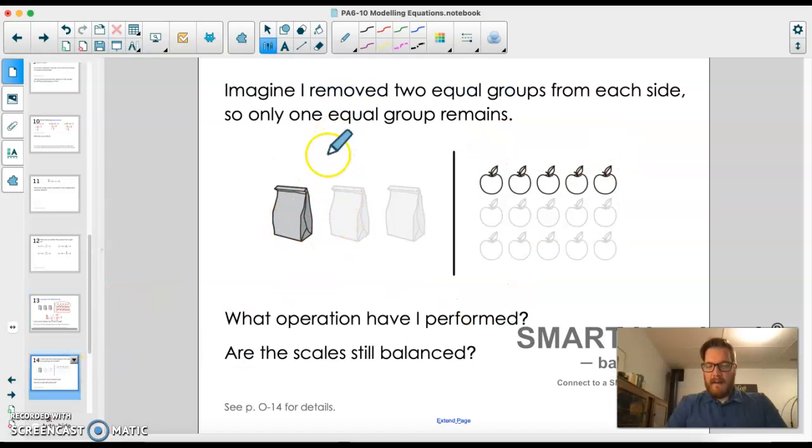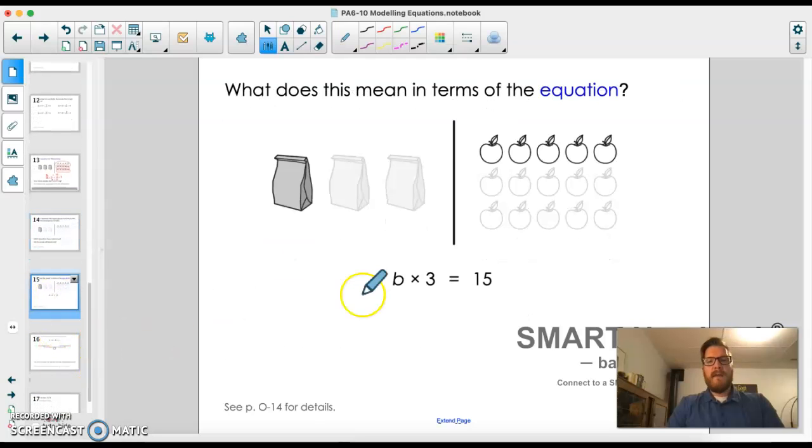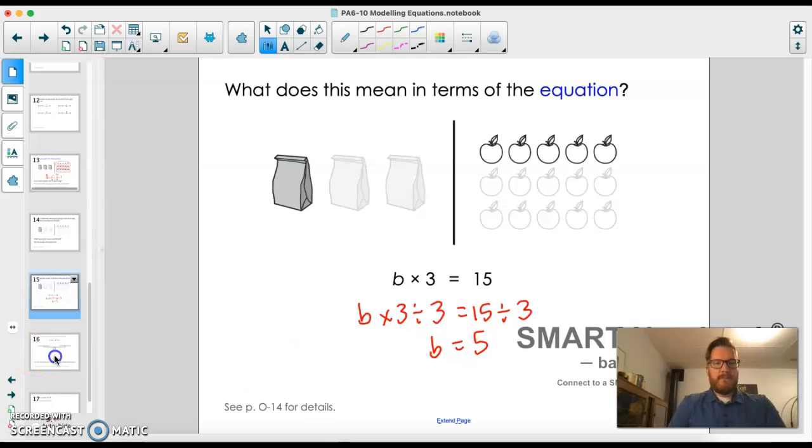And then what's going on here is, it says, imagine I remove 2 equal groups from each side, so only 1 equal group remains. The operation that I've performed is division. I've divided 3 by 3 to get 1. I've divided 15 by 3 to get 5. The scales are still balanced, okay? And so that's important to notice as well. So in terms of the equation, what I'm showing here is b times 3 divided by 3 is 15 divided by 3, which leaves me with 1 bag, and in that bag is 5 apples.